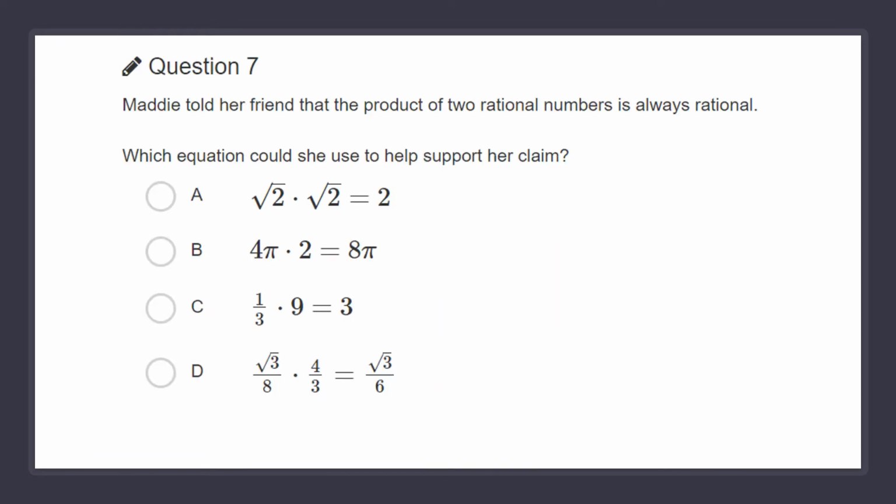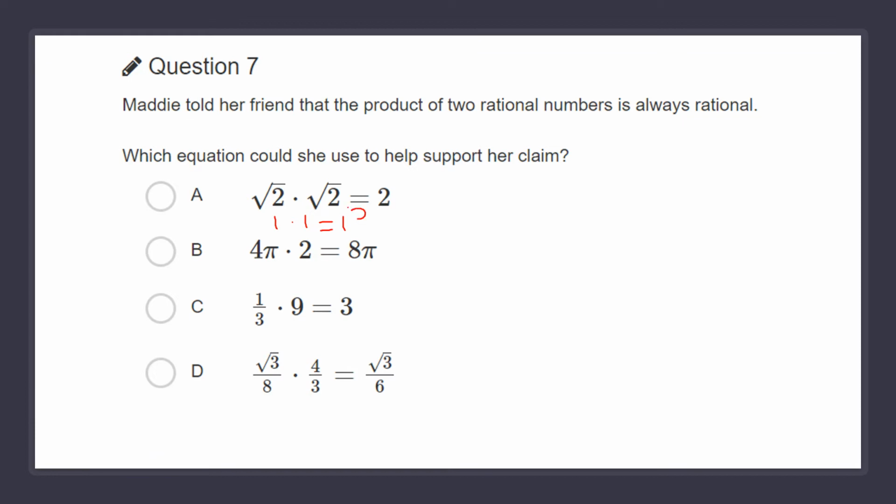On question 7, it says, Maddie told her friend that the product of two rational numbers is always rational. Which equation could she use to help support her claim? So we want to find the one that has two rational numbers, and we want their product to still be rational. So on A, the square root of 2 is irrational. So A is an irrational times an irrational equals a rational. So that does not support her claim. So it's definitely not A.